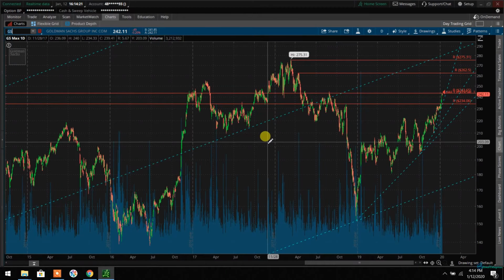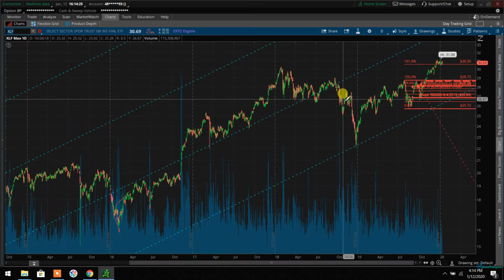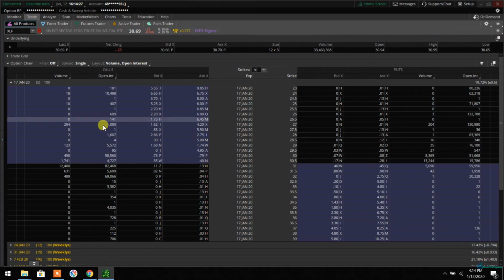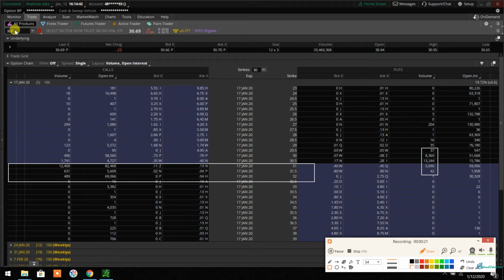Alright, so our next one here is Goldman Sachs. And to best explain this one, we're going to go ahead over to XLF. And we can see some huge volume and open interest. Huge volume on the puts. And huge volume possibly looking like tops for the XLF.